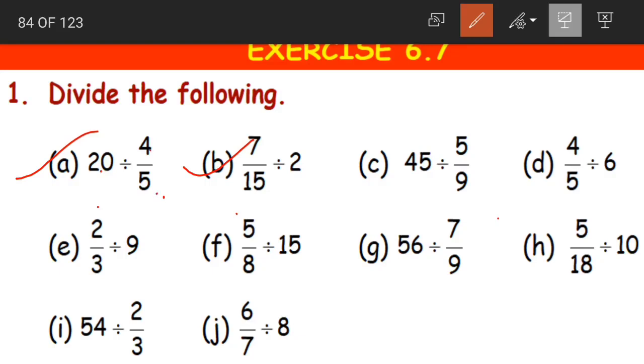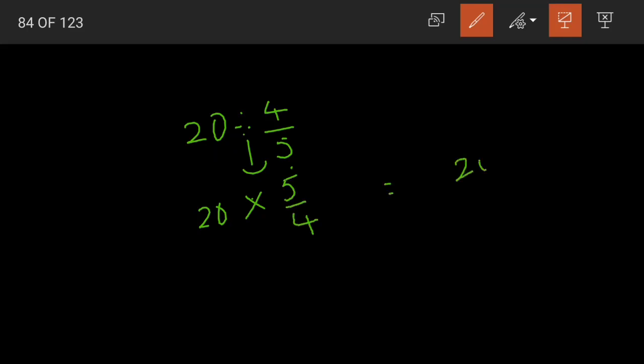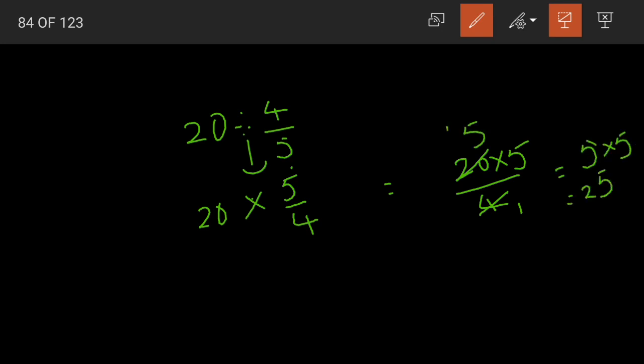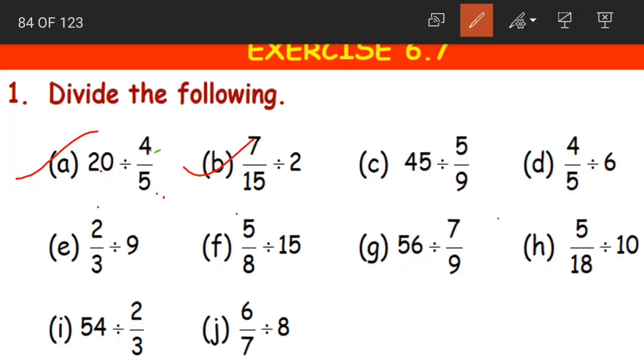The first one is 20 divided by 4 by 5. Yes children, what should we do? Keep the whole number as it is, replace the division by multiplication and write the reciprocal of the divisor. Now here 20 into 5 divided by 4. We have 4 ones are 4 and 4 5s are 20. So what will be our final answer? 5 into 5, that is nothing but 25. So our answer for the first question is 25.